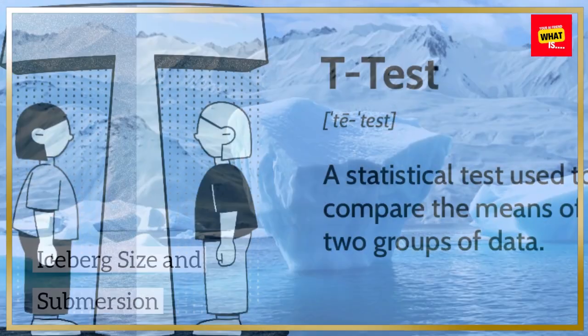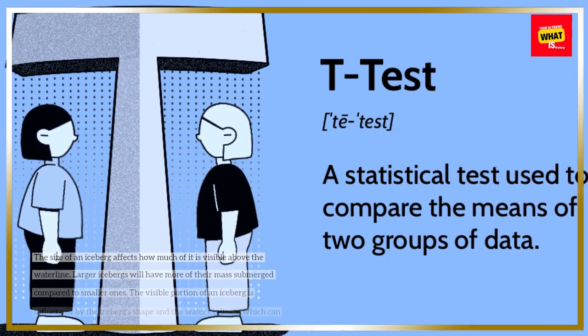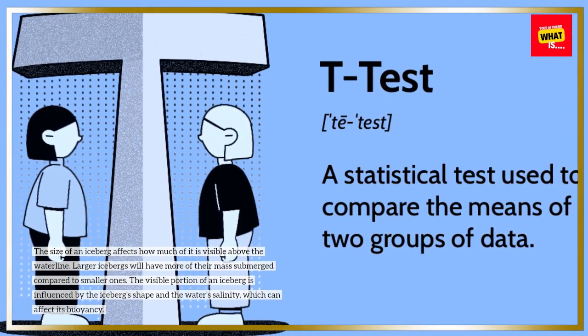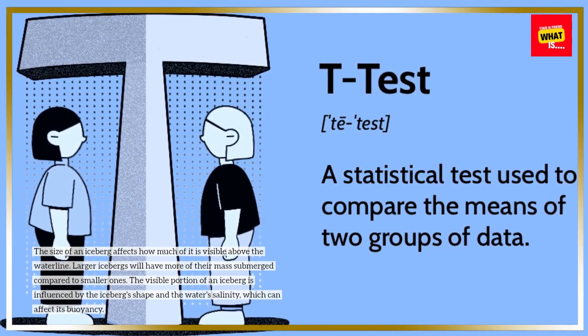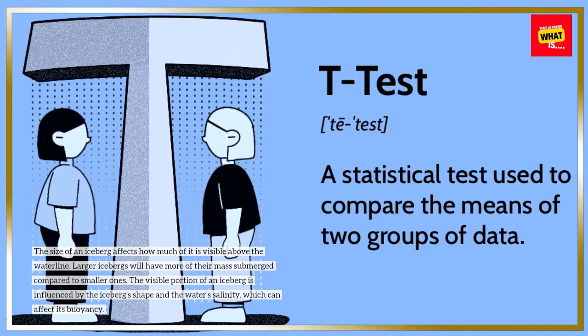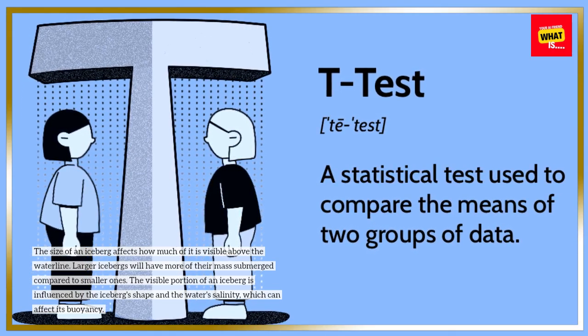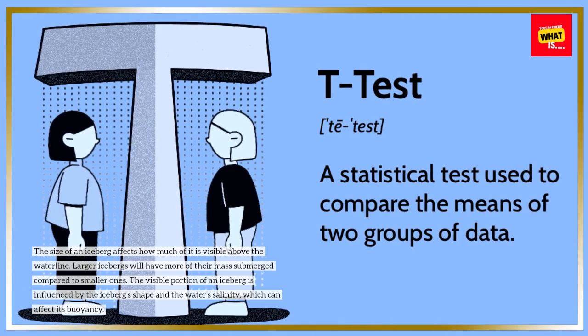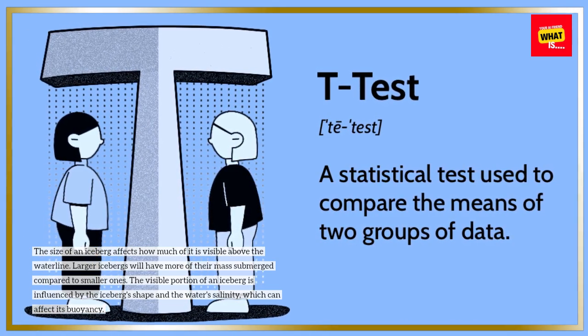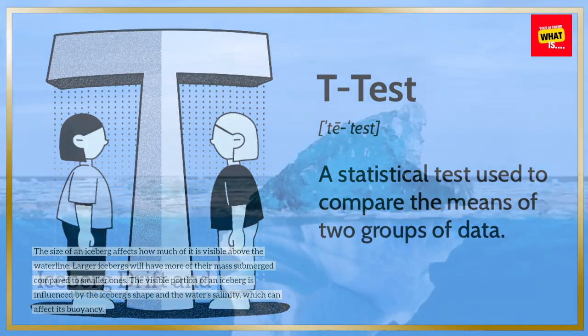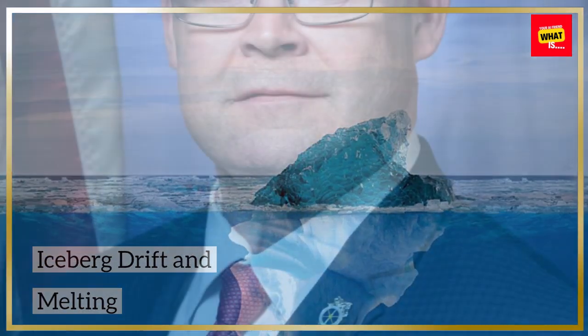Iceberg size and submersion. The size of an iceberg affects how much of it is visible above the waterline. Larger icebergs will have more of their mass submerged compared to smaller ones. The visible portion of an iceberg is influenced by the iceberg's shape and the water's salinity, which can affect its buoyancy.